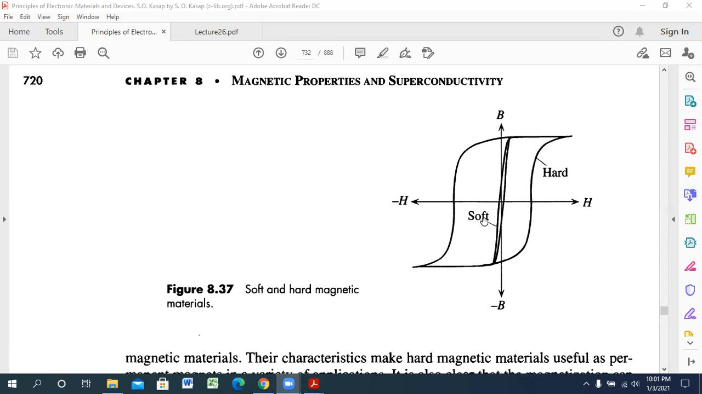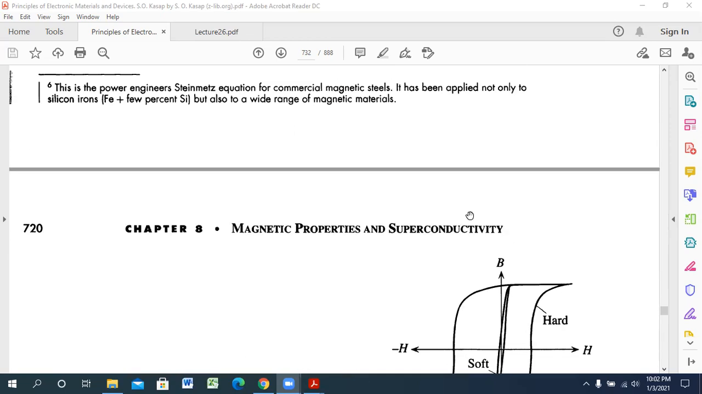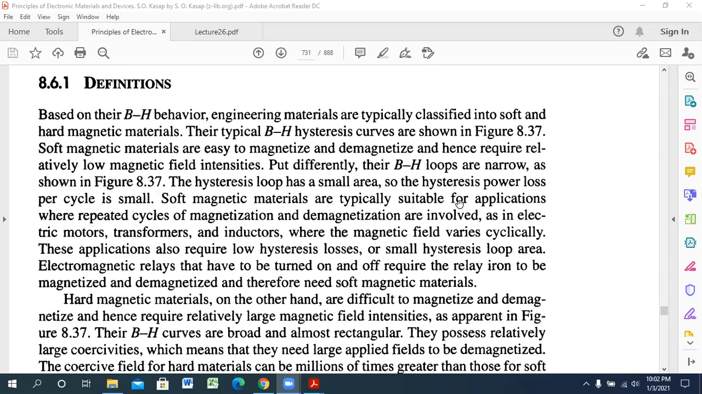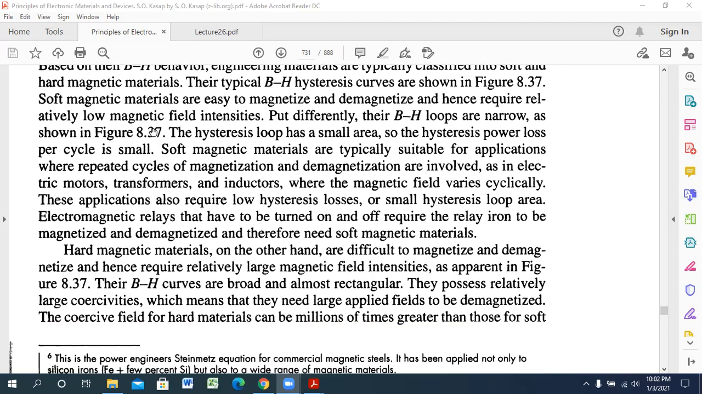You know for which property that one becomes narrower, or for which property that one becomes wider. Basically these things depend on the capacity of that particular material, that means the capability of magnetization and demagnetization. Let us learn some applications.